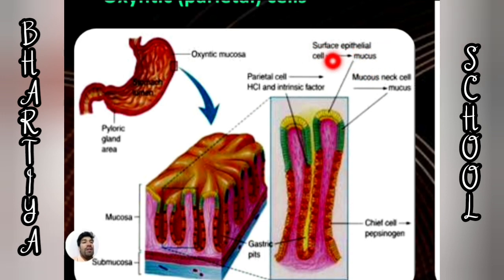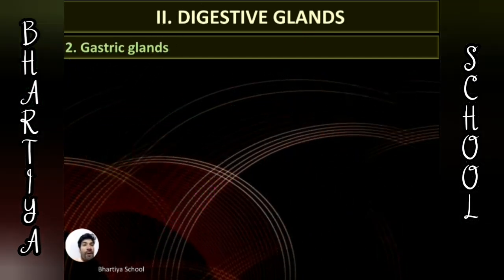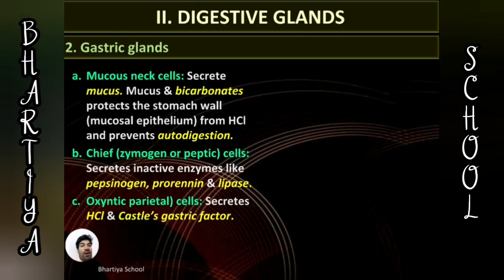These are the surface epithelial cells, which also secrete the mucus. Here we can see the yellow color surface epithelium cells, which secrete the mucus. Here the green color cells, mucus neck cells, secrete the mucus, and they are present between these chief cells. Here are the parietal cells, which secrete the HCl and intrinsic factor, and the chief cells secrete the pepsinogen. Mucus neck cells secrete the mucus.